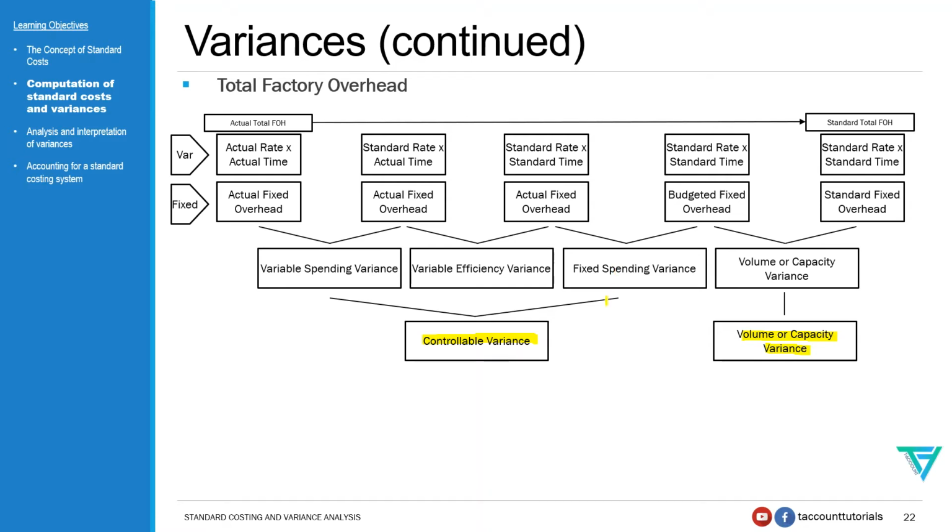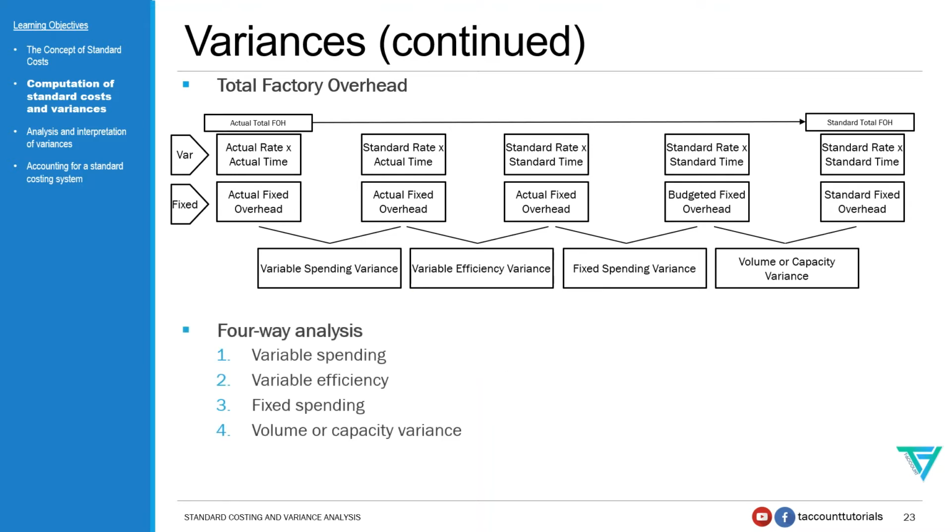Another way to look at this is that the controllable variance pertains to the production inputs, so far as factory overhead is concerned, whereas volume or capacity variance pertains to the production outputs. Okay? And then same analysis, if we try to add or combine the variances, we arrive at the total factory overhead variance. All right?